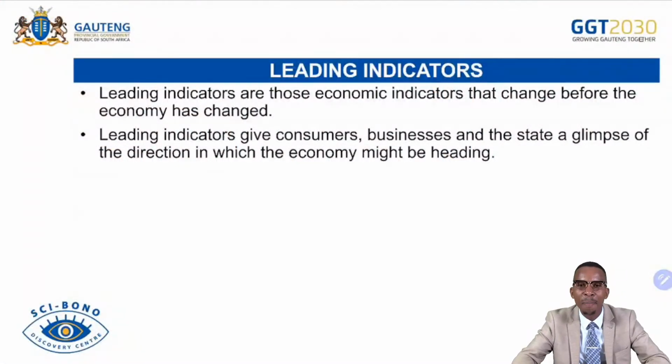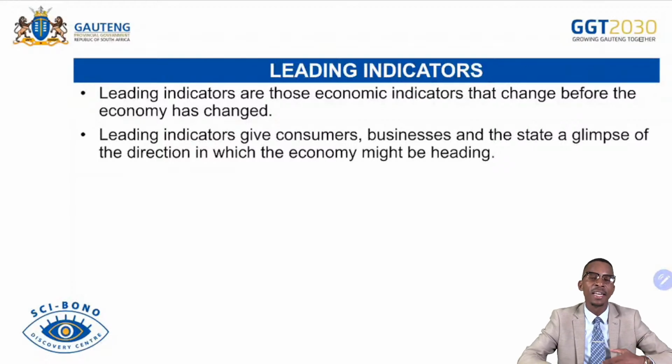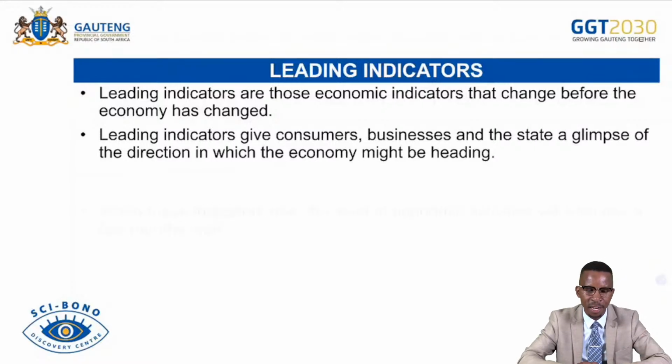So talking about the leading indicators, let's see what is really being mentioned. Leading indicators give consumers, businesses, and the state a glimpse, a highlight of the direction in which the economy might be heading, what might happen in the economy in the near future. So they lead the event, they come in prior, then they can be used in forecasting. Remember, I said to forecast is to look beyond what can happen in the near future.